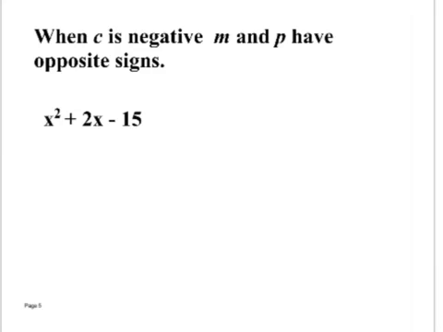When C is negative, M and P have opposite signs. It's really important which one is positive and which one's negative. If you look here, they multiply to give me negative 15, but they add to give me positive 2. So which number has to be bigger, the positive number or the negative number? Positive, because the remainder is 2.